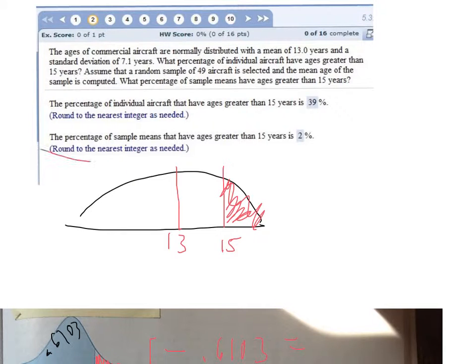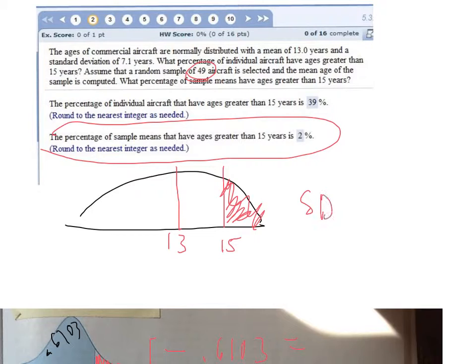Now for the second part, what happens when we have a sample of 49 aircraft? There's going to be a lot less variation. To get the new standard deviation, because now it's a sampling distribution situation, I'm going to take the population standard deviation of 7.1 and divide that by the square root of 49. I got 1.014 for the new standard deviation.